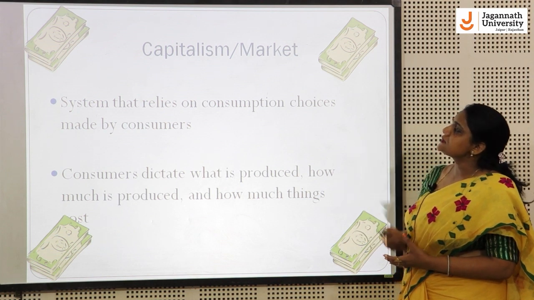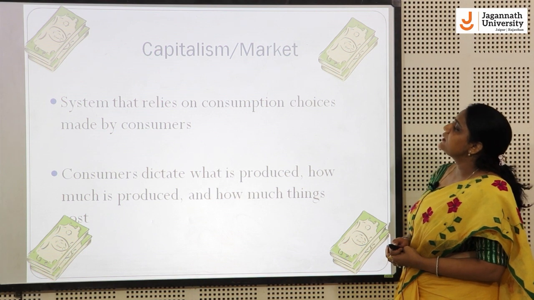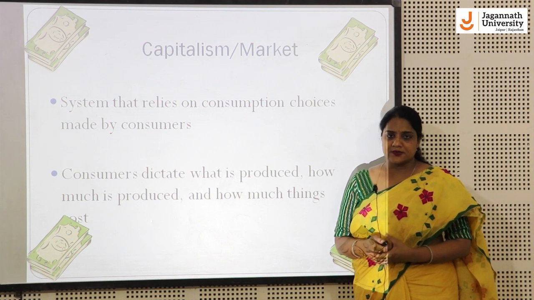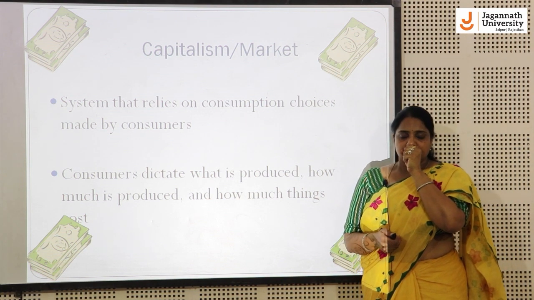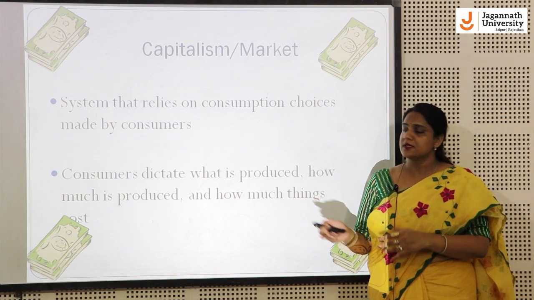The third economic system is the capitalist or the market economic system. Here the system relies on the choices of the consumers. So basically the market forces will decide the production of the goods and services.